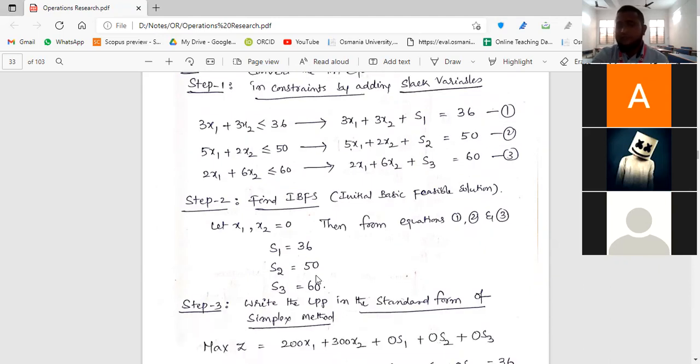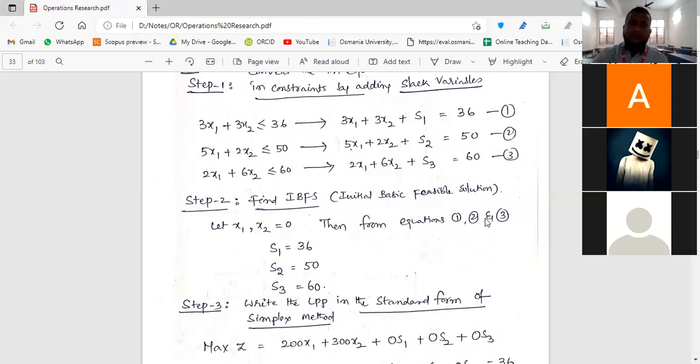S2 is equal to 50. S3 is equal to 60. From equations 1, 2, and 3. As simple as that, you have to assume x1 and x2 values as 0. Then you will get S1 is equal to 36, S2 is equal to 50, S3 is equal to 60. This is the initial basic feasible solution. Clear? In step 2, you are finding the initial basic feasible solution.